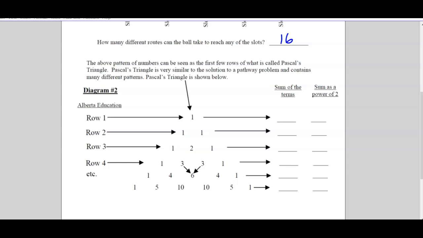Okay, so the above pattern can be seen as the first few rows of what's called Pascal's triangle. Listen, folks. Pascal's triangle is named after Pascal, and we talked about him last week. So taking a look, first row. Why it says Alberta Education here is that some textbooks, depending on where you're reading about Pascal's triangle, might actually call this row 0. And you'll see why in a second. In Alberta, we call it row 1.